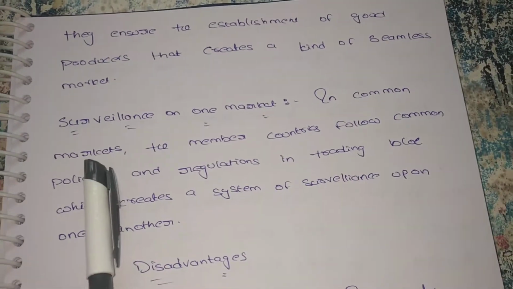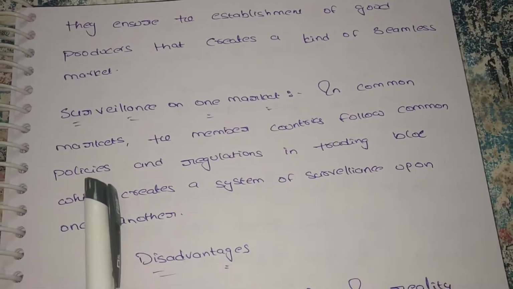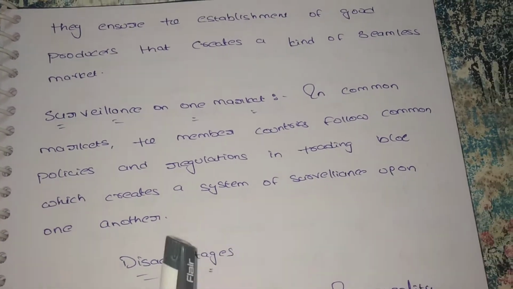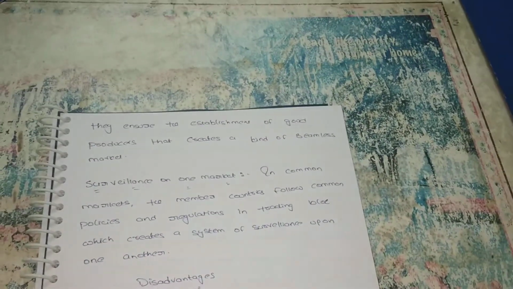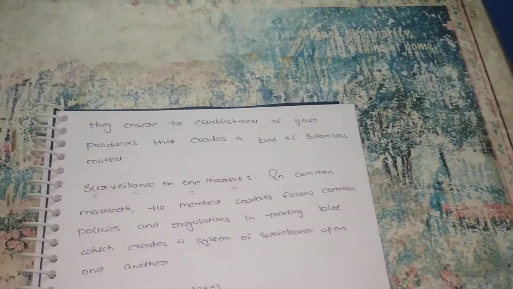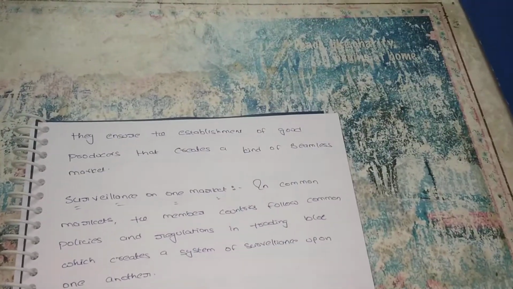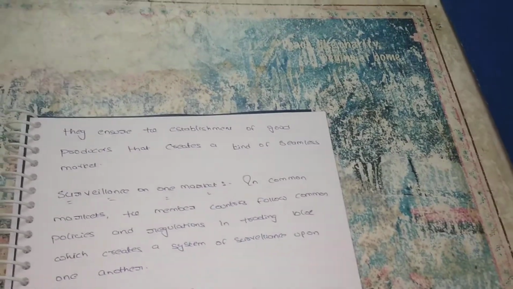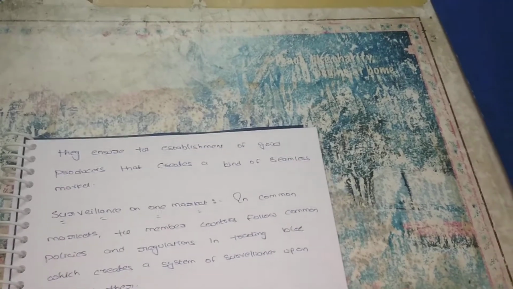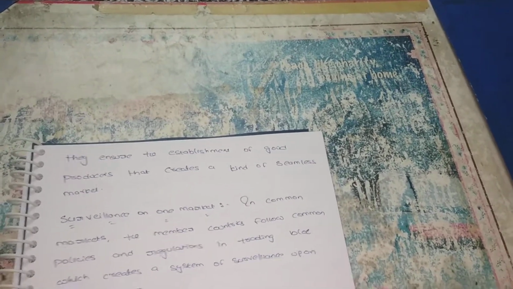In common markets, the member countries follow common policies and regulations in the trading bloc, which creates a system of surveillance upon one another. Surveillance means they have to survive, as long as possible. Those countries have to form a common market for the free allocation of all these resources. They can survive because all member countries follow the same procedures, the same policies, and they have the coordination. Through policies and coordination, they can survive as long as possible, and they can produce more products.